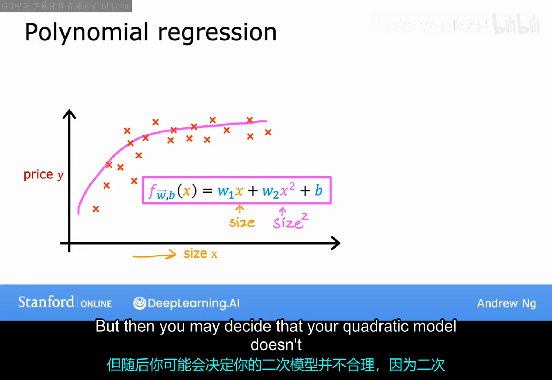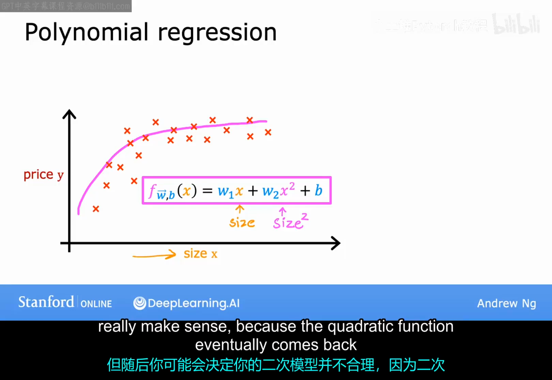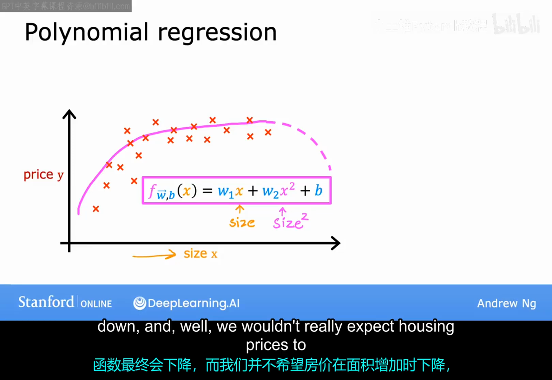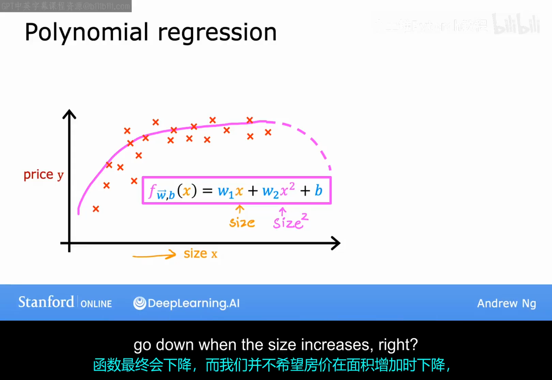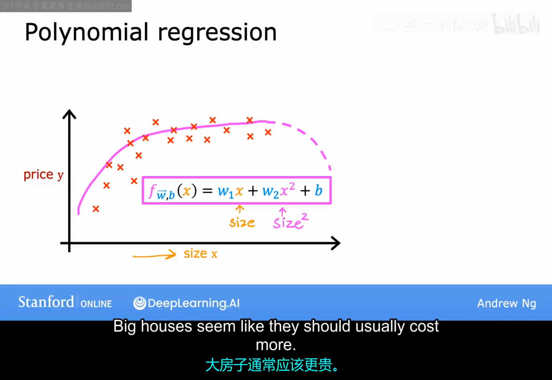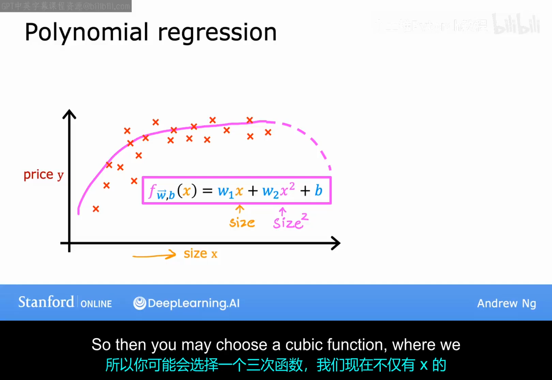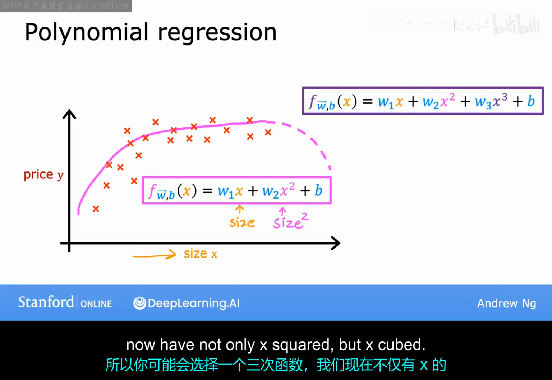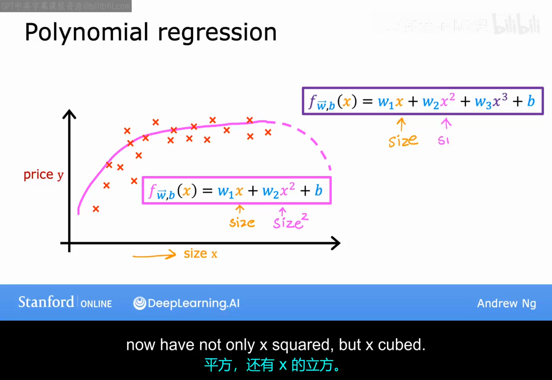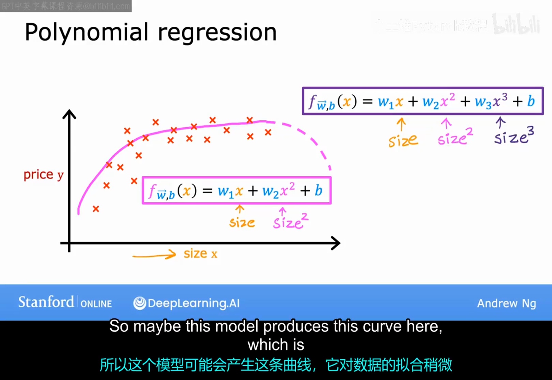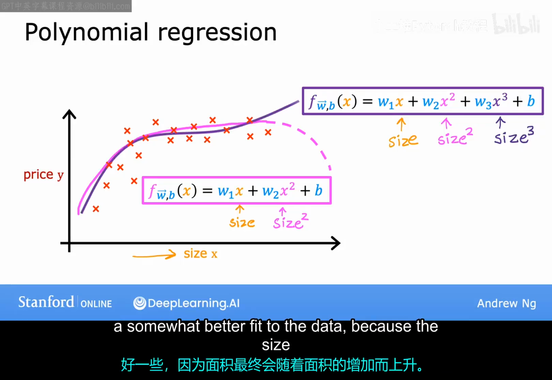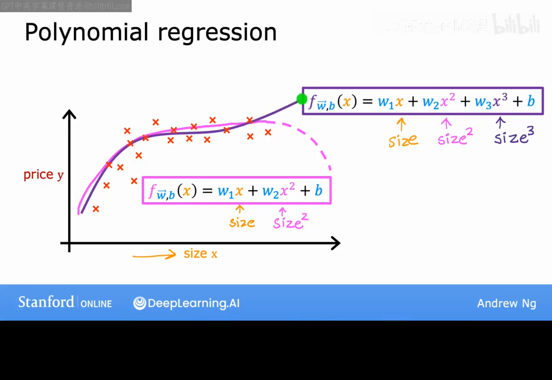But then you may decide that your quadratic model doesn't really make sense because a quadratic function eventually comes back down. And, well, we wouldn't really expect housing prices to go down when the size increases, right? Big houses seem like they should usually cost more. So then you may choose a cubic function, where we now have not only x squared, but x cubed. So maybe this model produces this curve here, which is a somewhat better fit to the data because the price does eventually come back up as the size increases.